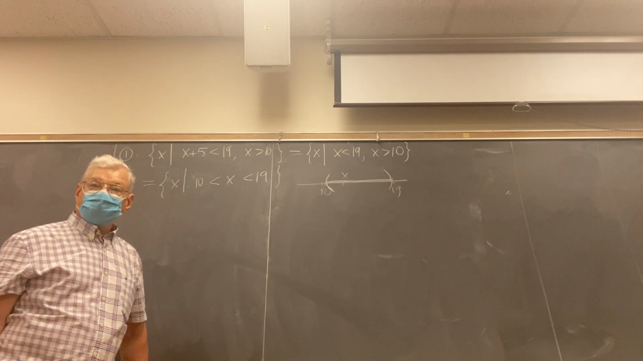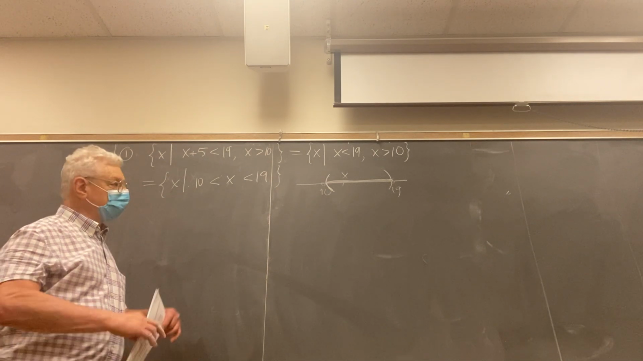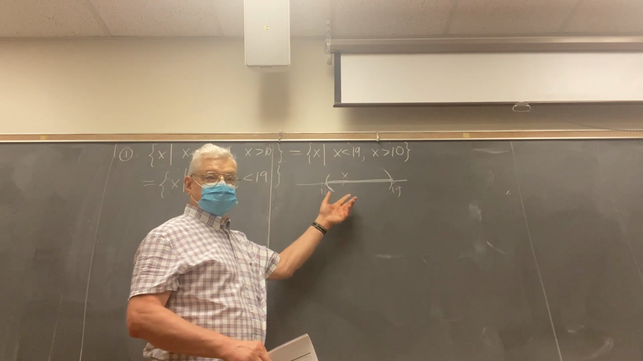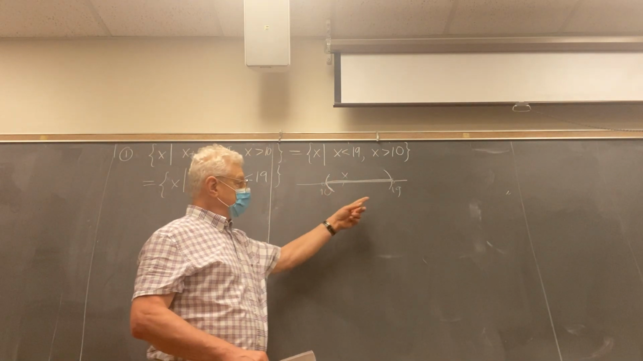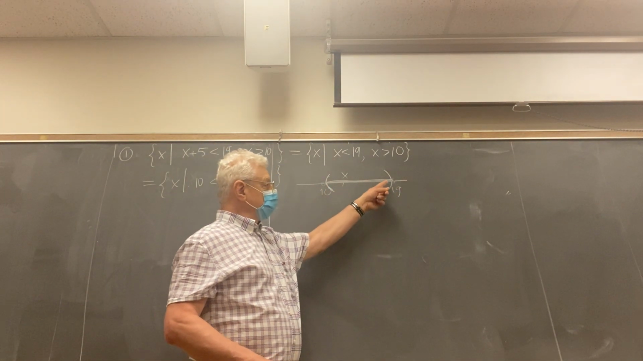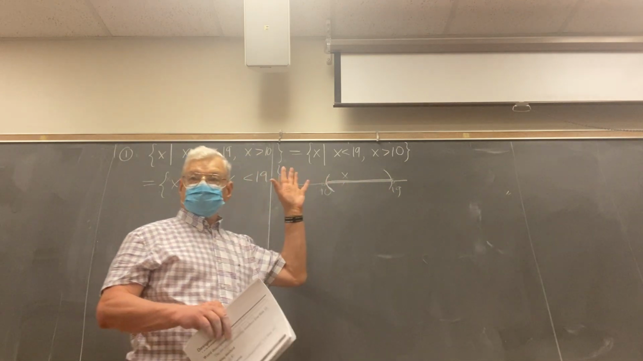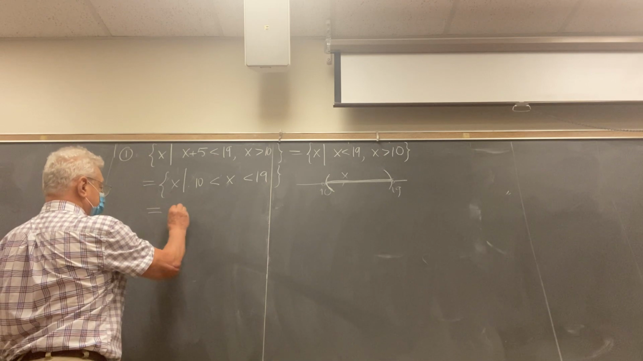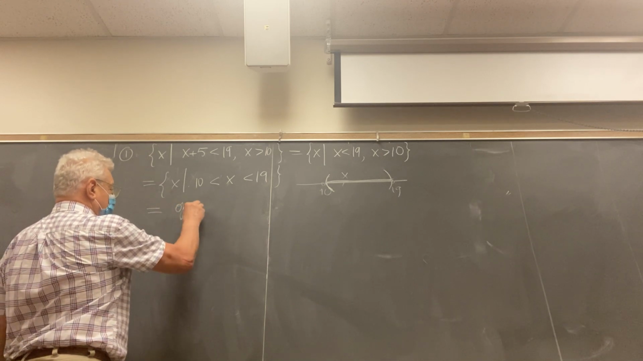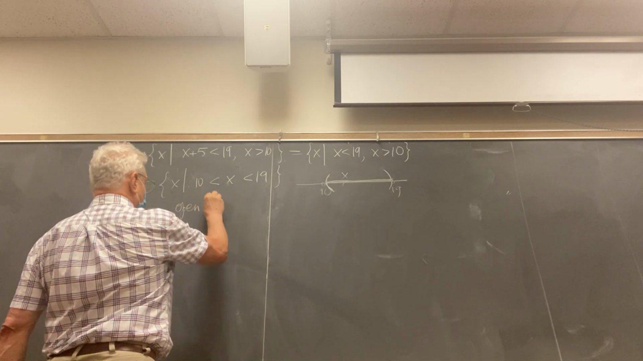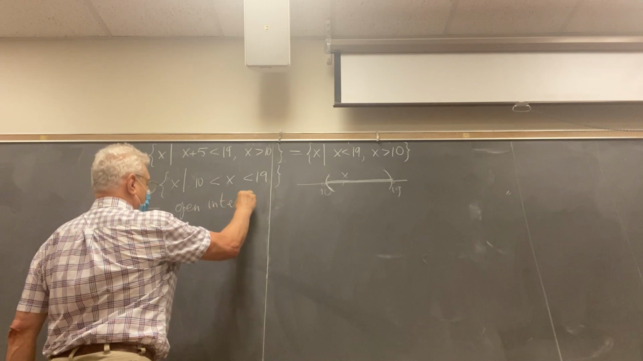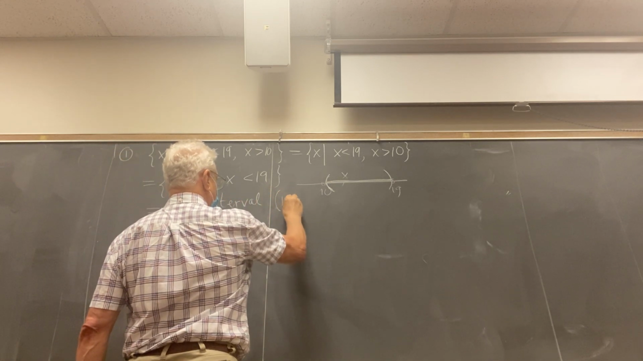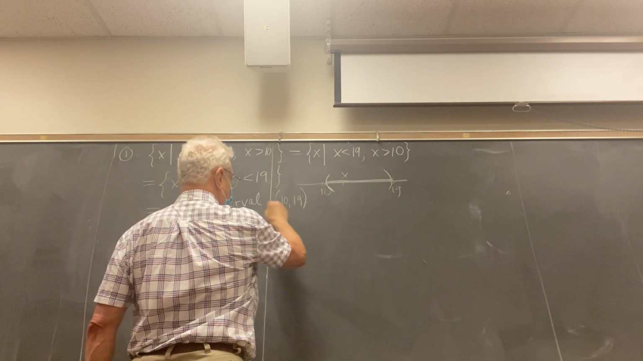It's called open interval. Why open? Because the end does not belong to it. 10 is not considered. And 19 does not belong. But all the points closer to that, as close as you want, they belong. So therefore the answer is open interval, (10, 19). Means from 10 to 19.